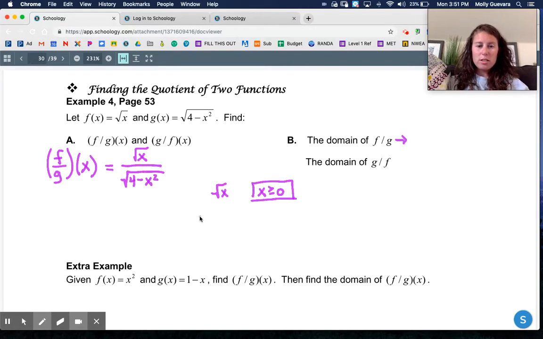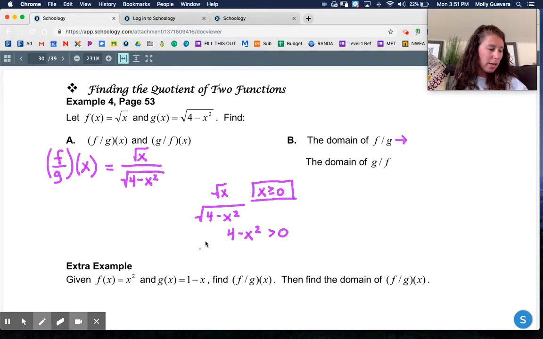Okay, so let's look down here at the bottom when I have 4 minus x squared. Well, I know that whatever's inside the square root here, which in this case is 4 minus x squared, it has to be greater than 0. And I know it has to be greater than 0 because I have a square root and you can't have negatives. And I know it can't equal 0 because the square root of 0 is 0, and you can't have 0 on the bottom of the fraction.